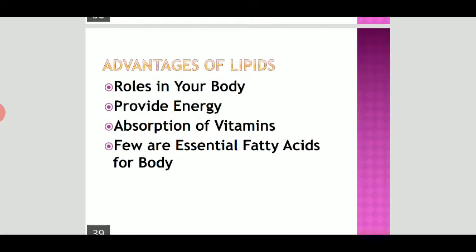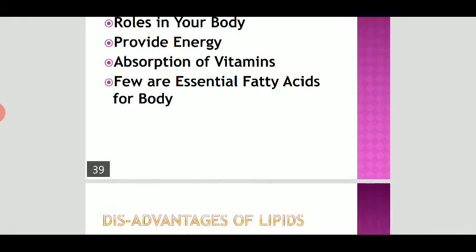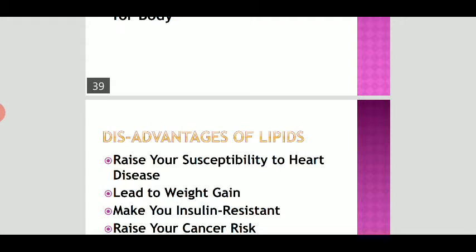Now, what are the advantages of lipids? They play an important role in our body. They provide energy. They help in the absorption of fat soluble vitamins especially, and a few are essential fatty acids for the body, like EPA, DHA, linoleic acid, etc.